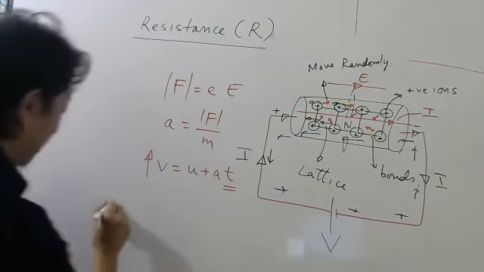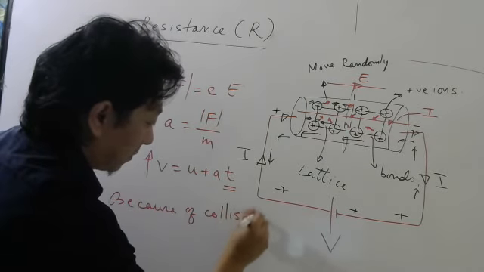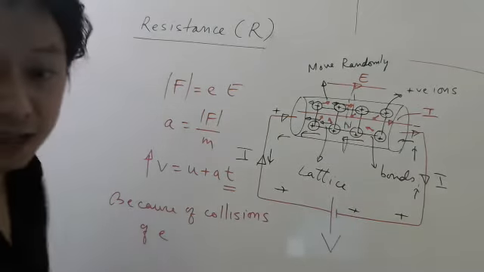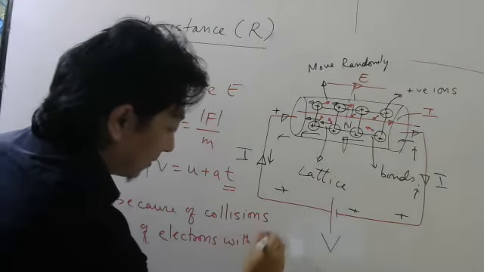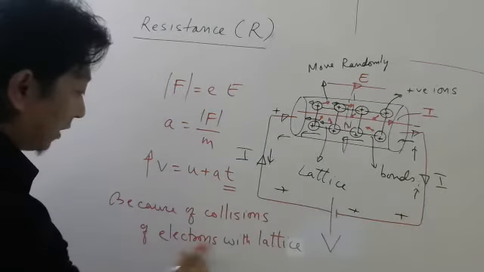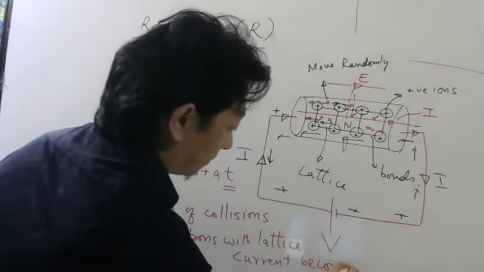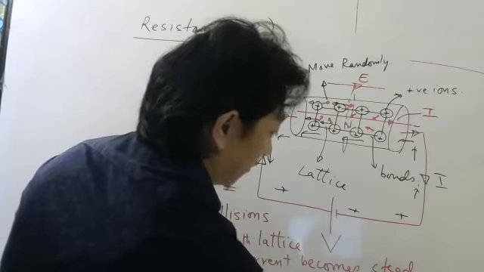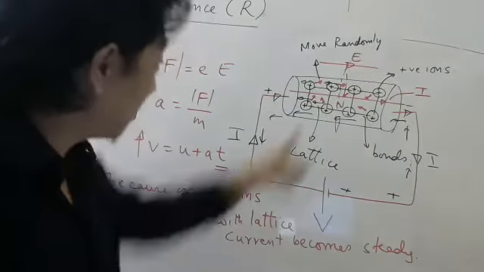Because of collisions of electrons with the lattice. Lattice means these positive ions. Because of collision of electrons with the lattice, current becomes steady. If these collisions were not there, students, the current would keep increasing. It will become infinity. Current will become infinity if these collisions were not there.